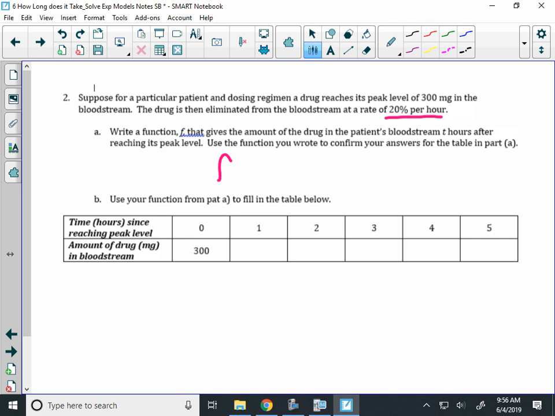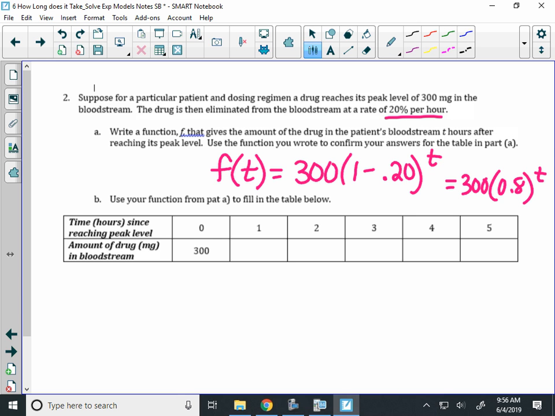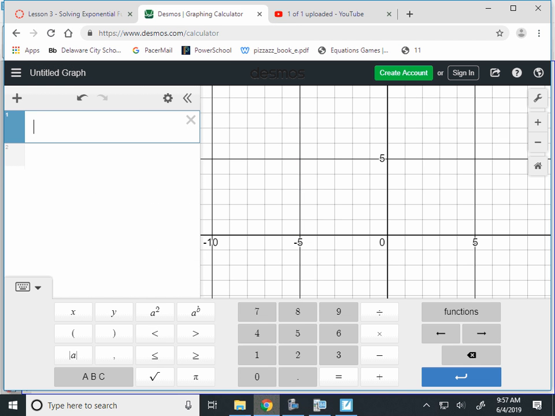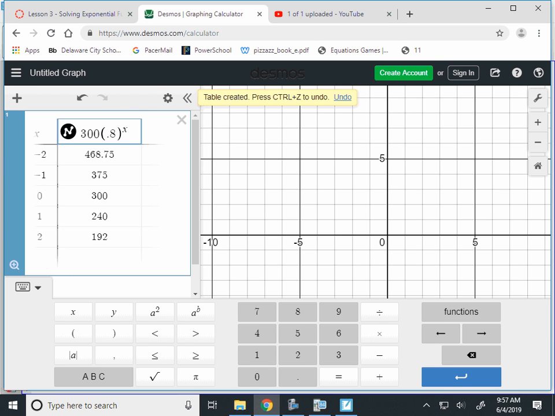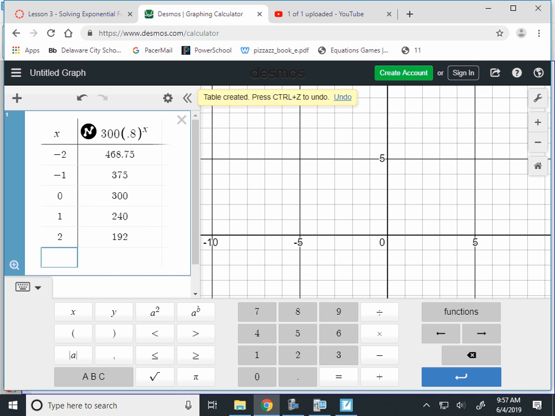So if I have a function of time, I know that I start with 300 milligrams of the drug. Now, if I'm decreasing by 20%, remember percent decrease was 1 minus the percent written as a decimal. I could write that as 300 times 0.8 to the t. That's telling me that the amount in my bloodstream is going down. So let's fill out this table here. If I know the model, 300 times 0.8 to the x, and I make my table, I start at 300, and I need to know the values out to 5.